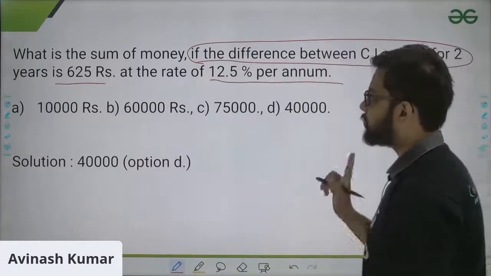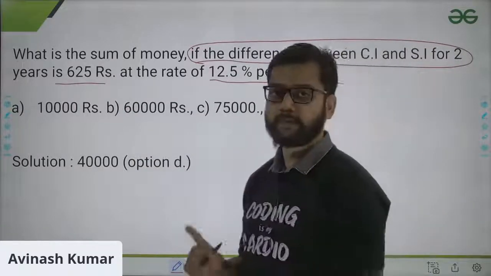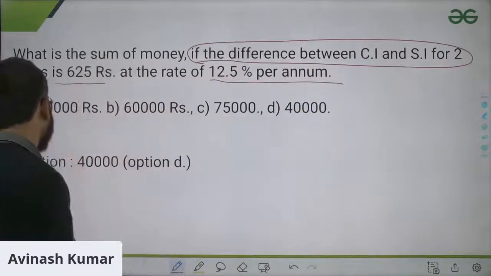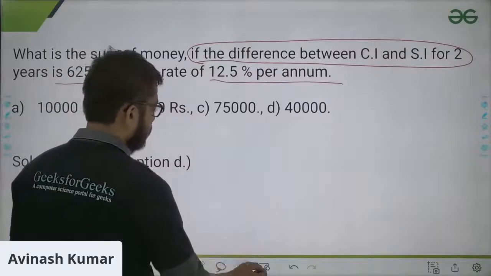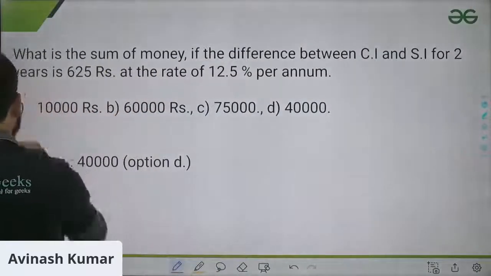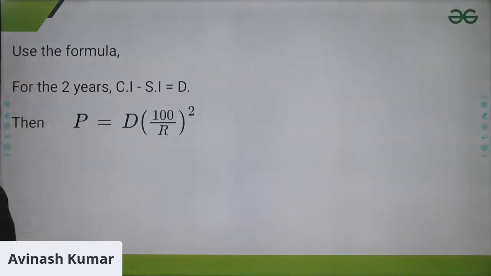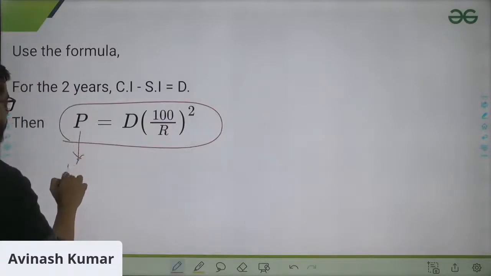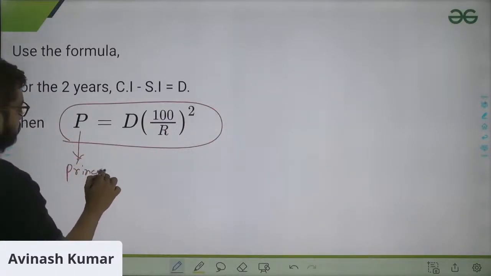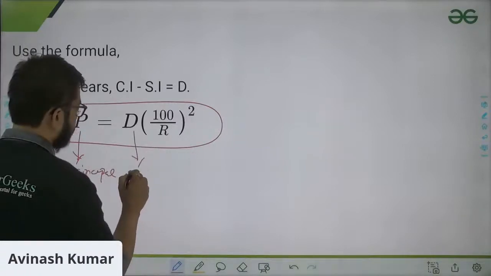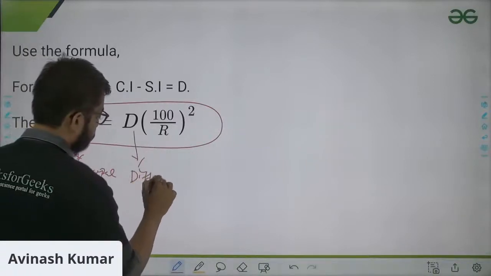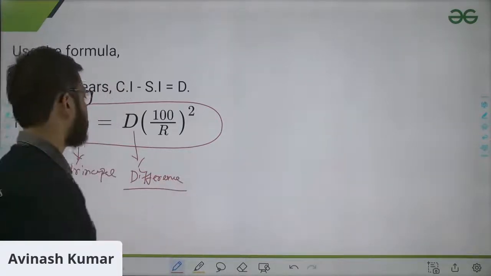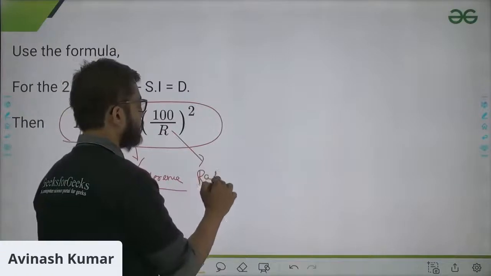So our rate is given, and our difference is given. If I say that the difference is D, then the D value is 625 rupees, and these are our options. Let's solve this one. The formula is simple: P is equal to D over (100 upon R) whole square. P is our principal, D is our difference between CI and SI, and R is the rate, percentage per annum.